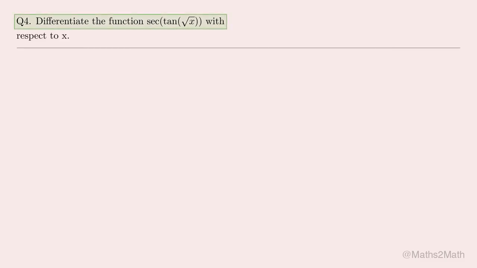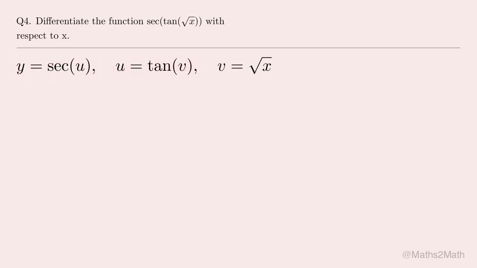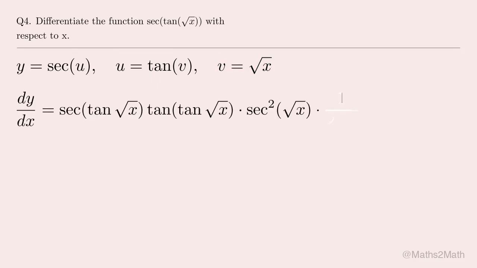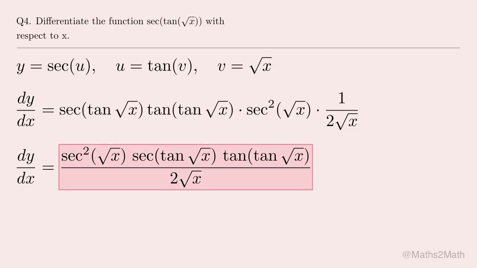Question 4. 3 layers this time, secant of tangent of root x. The chain rule applies twice, peeling one layer at a time from the outside in. The layers outside to inside, secant, tangent, square root. Derivative of secant is secant times tangent. Derivative of tangent is secant squared. Derivative of root x is 1 over 2 root x. Collect the 3 factors over the root.